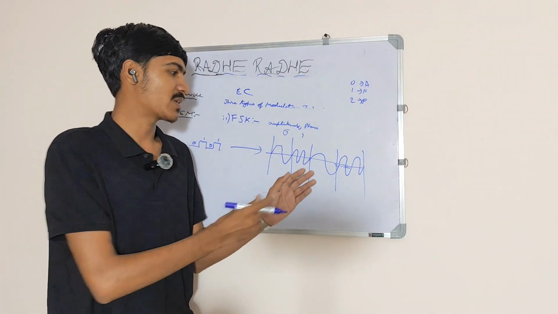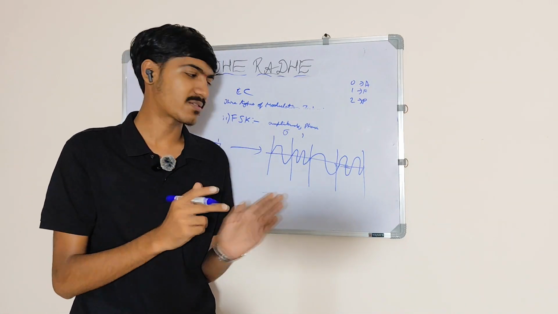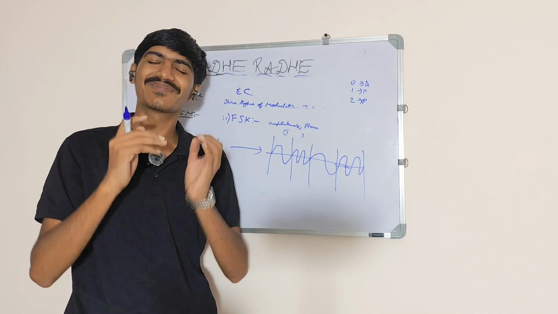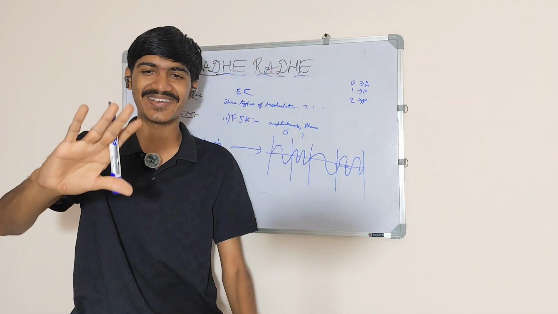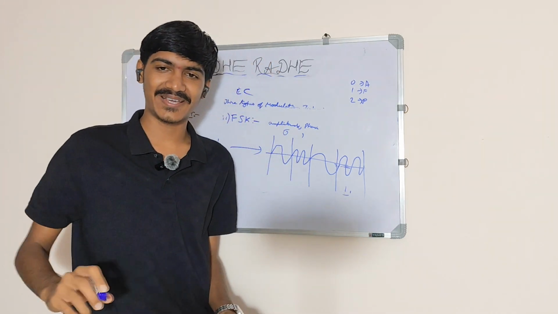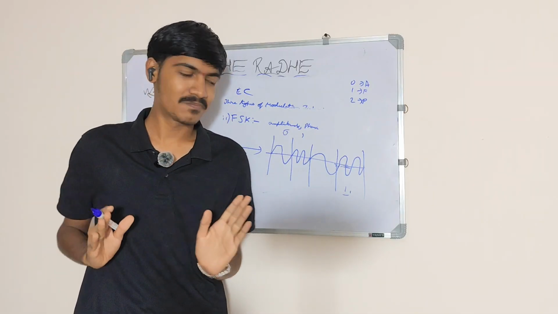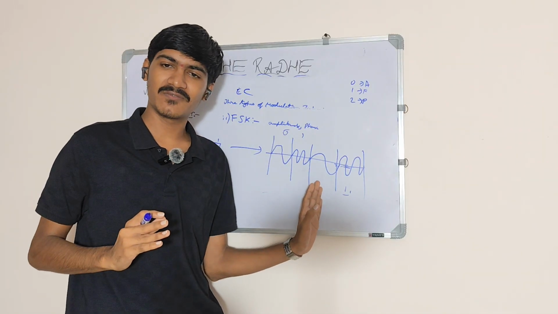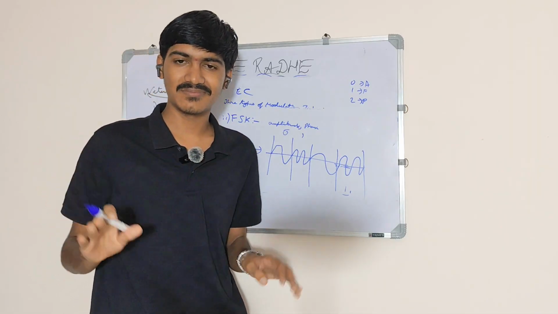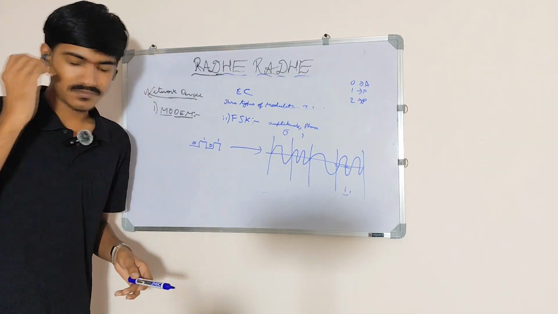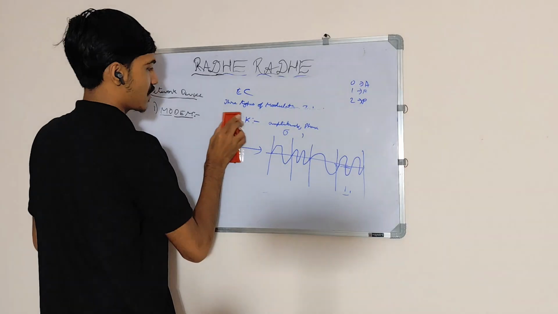Now the receiver will understand that if 2 waves are coming per second, for example, it is 1 second. In reality it will be micro or nanoseconds, it's very fast. Let's assume 1 second. If in 1 second there are 2 waves coming, it means the data is 1. If in 1 second only 1 wave is coming, it means the data is 0. Simple. Now, the third one.